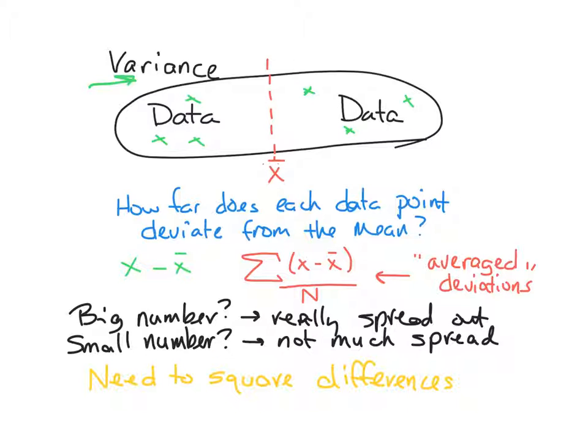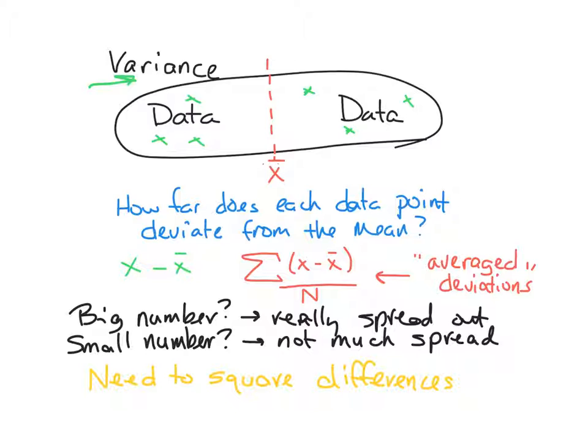Now, the problem with that is if I do this on this side, that may be 7 minus 5, 8 minus 5, 10 minus 5, which are all positive. But over here, it'd be 3 minus 5, 2 minus 5, 1 minus 5, which are all negative. And so if I added up my positives and my negatives, I would get 0 on the top, which means even when I did my division, I would still get 0, which means my variance would be 0. There's no deviation from the mean at all.